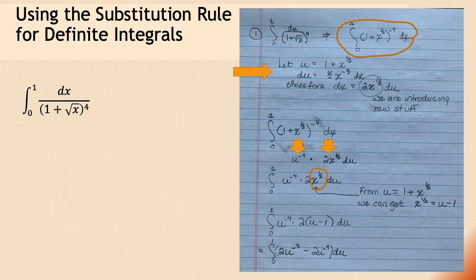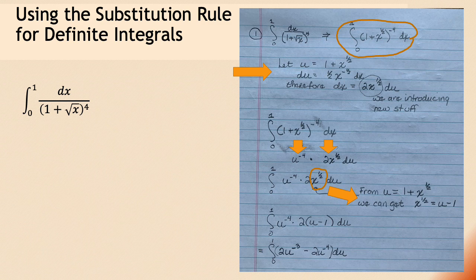We'll deal with this new x to the 1/2 that wasn't there before because we want this all to be legitimate. And we see that our original expression for u is equal to 1 plus x to the 1/2. Therefore, x to the 1/2 is equal to u minus 1. So we go ahead and substitute that in.